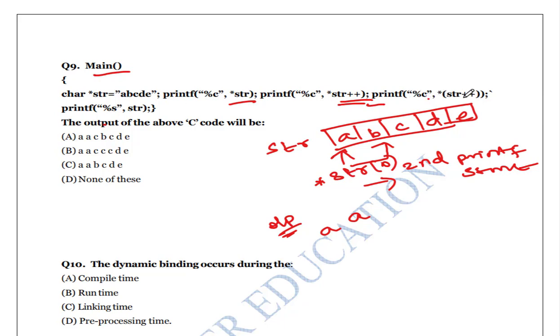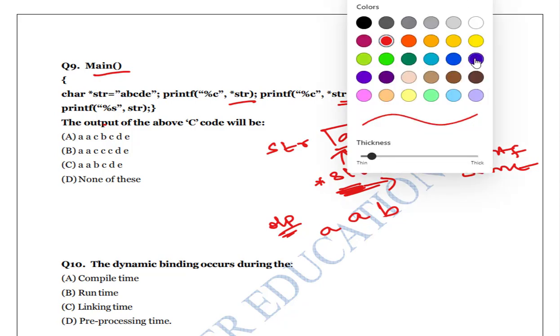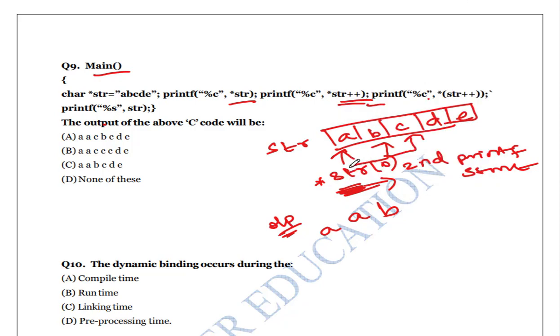Next it will printf %c str plus plus. Now it will print the current value of the memory location, and then it will increment the location. Understood? So it will print the current location as b, and then it will increment the location to c. And this str is pointed now to c. After these 3 statements, it is pointing to c.